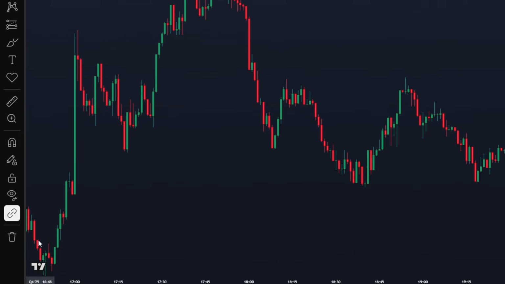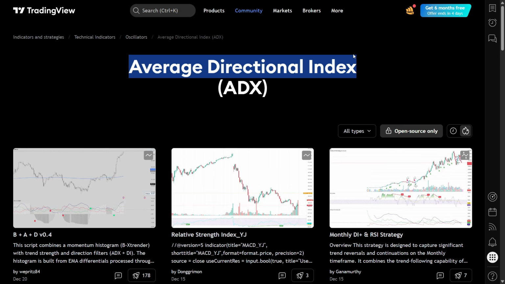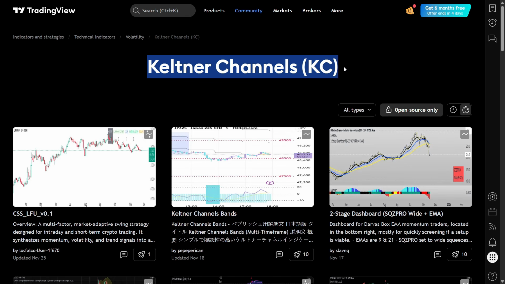Let's start. This strategy is designed for fast execution, so we're working on the 1-minute time frame. And I'm on TradingView. Now, this setup uses 3 indicators, 1 ADX and 2 Keltner channels, and we're going to set them up very precisely.